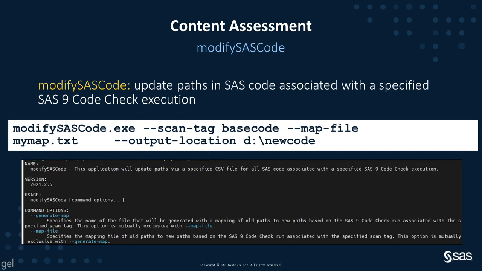We mentioned that hard-coded paths will most likely have to change for your code to run in Viya. This is where Modify SAS Code can help. The Modify SAS Code application updates paths in SAS code associated with a specific SAS 9 Code Check execution. So you have to have run Code Check before you run Modify SAS Code, because it uses some of the output from Code Check. But you can run Modify SAS Code and pass it a mapping file which maps the current hard-coded path to where the new path will be in Viya. And what the application will do is go through your SAS files, and it will make those changes for you in a copy of the code, which is output to its output location. So it's a very useful tool for batching up the changing of your hard-coded paths to where the paths will be in your target Viya environment.